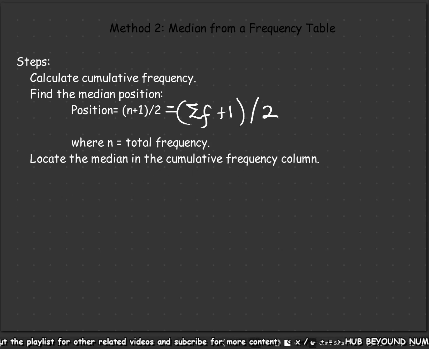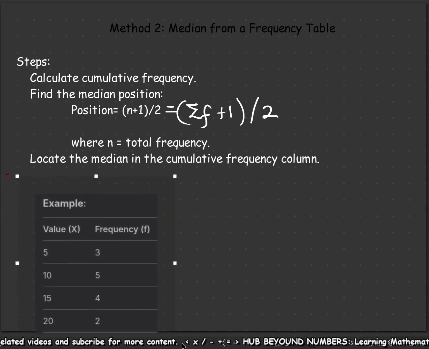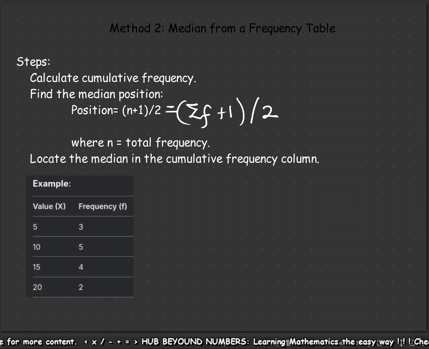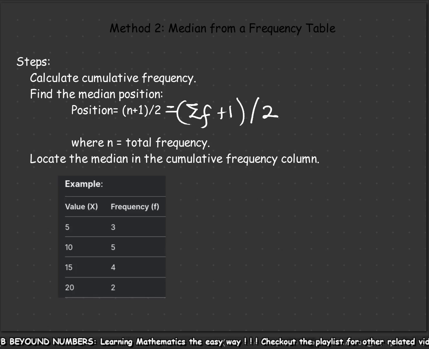So let's look at an example to better understand what I'm talking about. I have this table here, which has just our x values and then the frequencies. I'll use this table to explain how to find the median using a frequency table. Now, the first step says you have to calculate the cumulative frequency. So you are going to put the cumulative frequency over here.